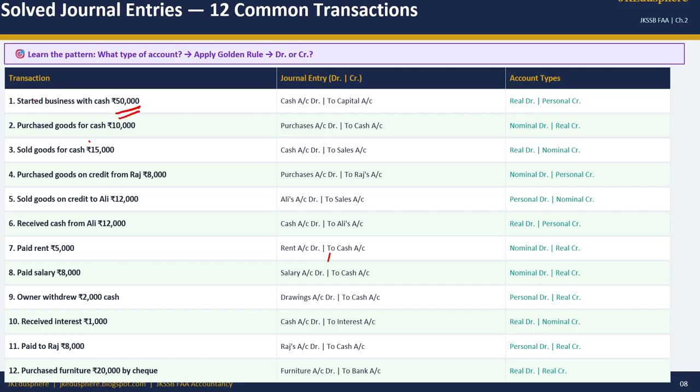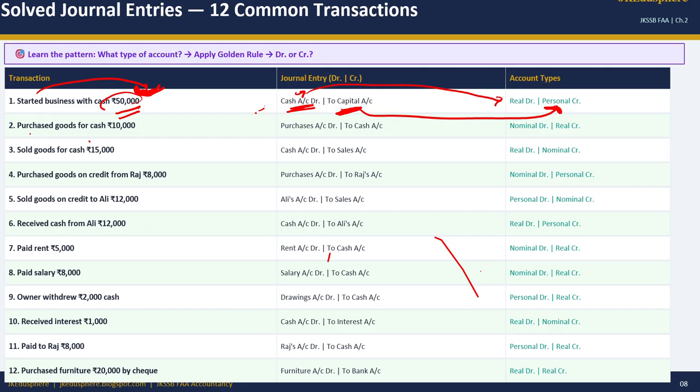So, started a business with cash of 50,000. What accounts are affected? Capital account and cash account. How? Cash account is debited, and capital account is credited. So these two accounts are affected. And what is cash account? Cash account is a real account, and capital account is a personal account.